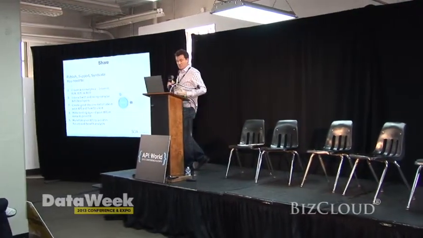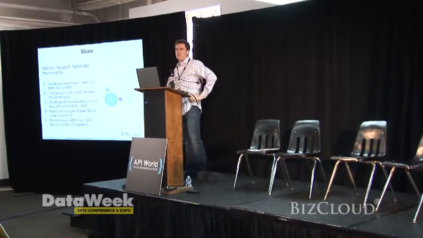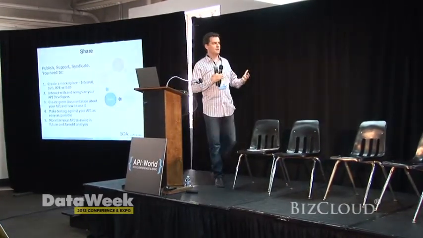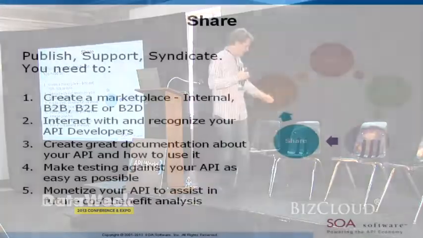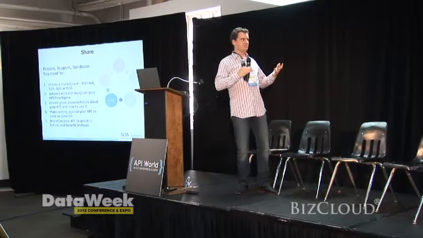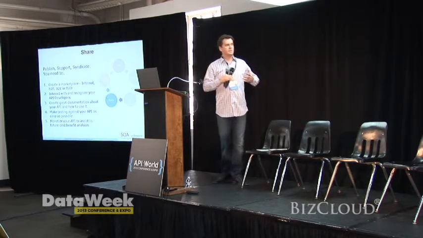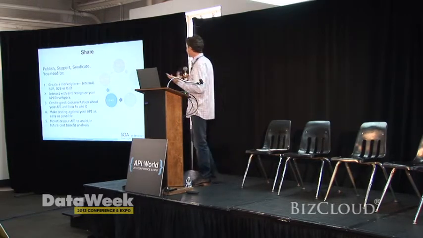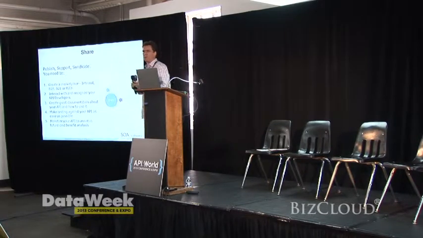So once you have the API built and you have it running and the lights are on, you then need to figure out how you're going to share it with everybody. How are you going to actually support your partner community? You need to publish, support, and syndicate that API as much as possible to grow your business. The whole reason you built the API in the first place was to create a new digital channel. So you're going to have to actually market that channel, market to that channel, try and get people to use that API. You need to be able to create a marketplace, whether it's internal use only, B2B, B2E, or business to developer, it doesn't matter.